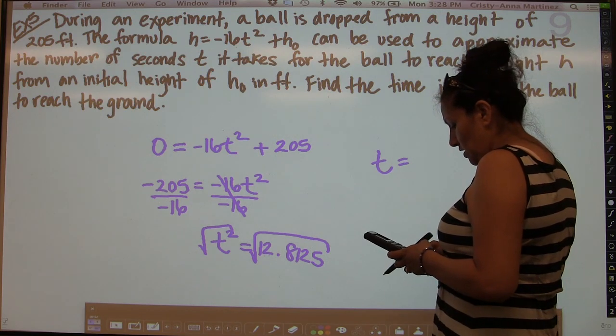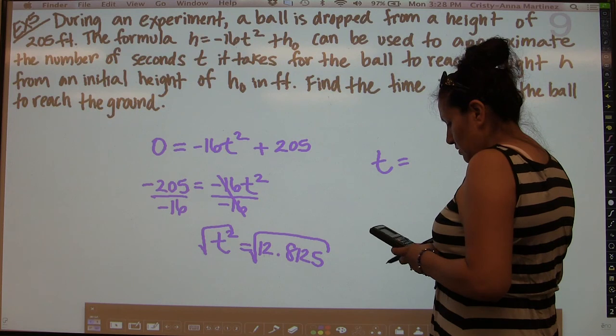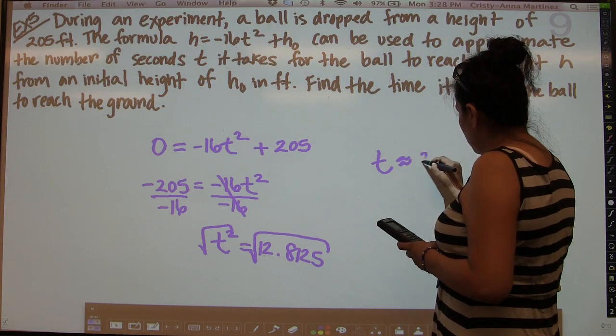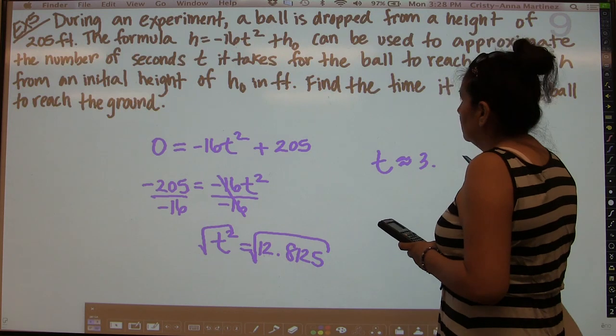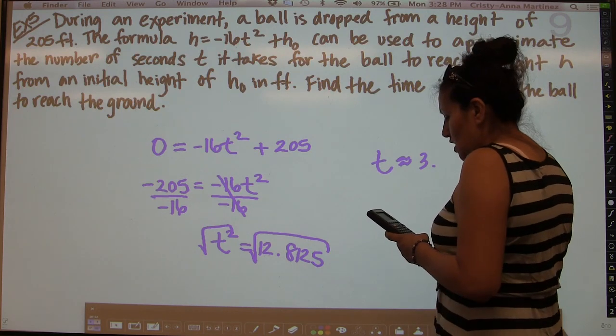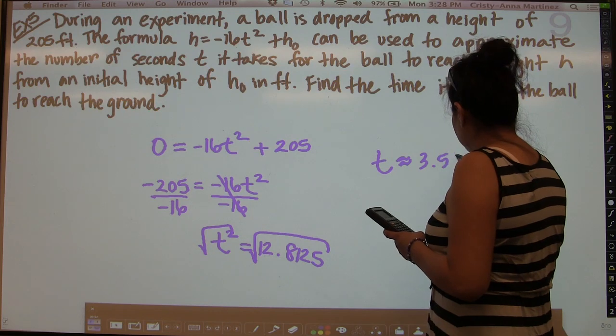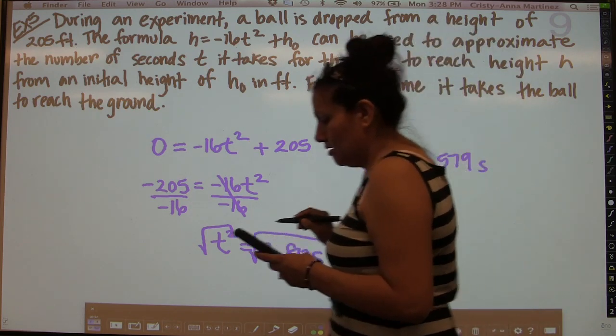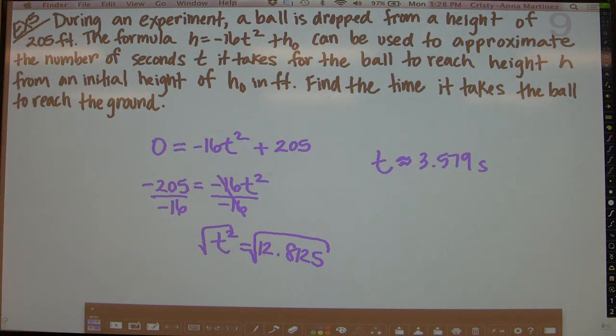So our square root of 12.8125 is approximately 3.5. Does it tell us how far it wants us to round? It does not. 3.579 seconds, or basically 3.6 seconds. All right, so again, remember that we technically get two solutions, positive 3.6 and negative 3.6, but we discard the negative 3.6 because this is a real world application and it doesn't make sense for us to have negative time. So we're going to stick with the positive solution of 3.579 seconds.